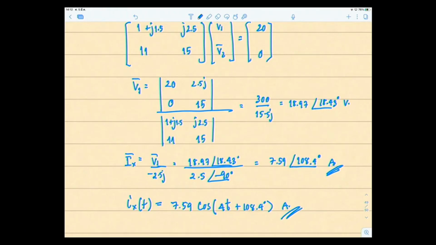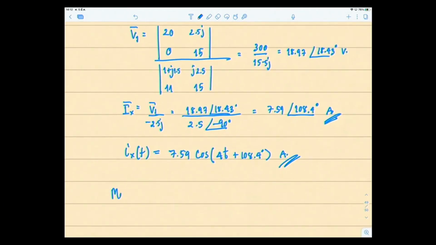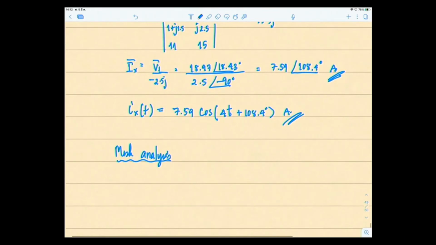Next one I'm going to do is mesh analysis. I hope what I did now sort of kicked your memories back. Oh yeah, right, this is nodal analysis. Then mesh analysis is the next example, to show how we do mesh analysis.